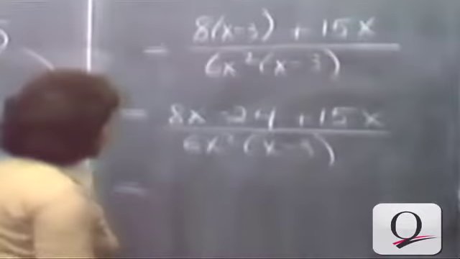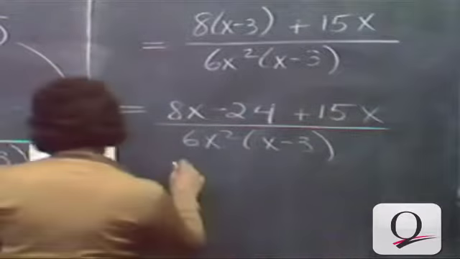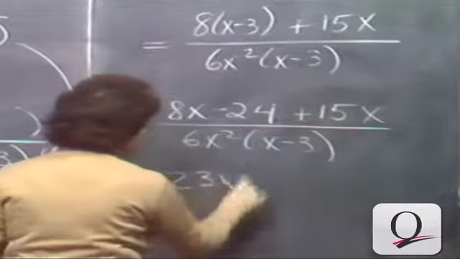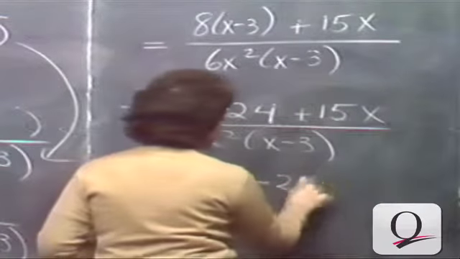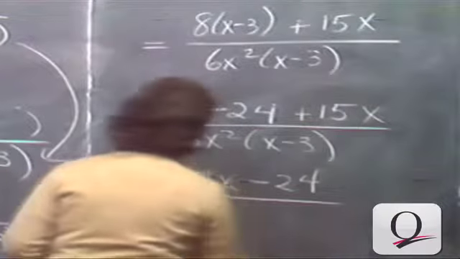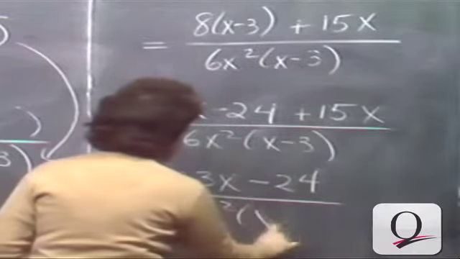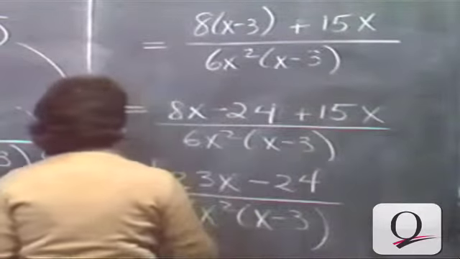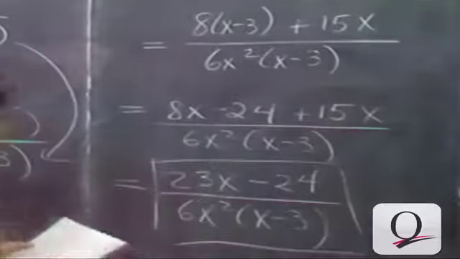Okay, 8x and 15x are like terms, so we can combine them. We get 23x minus 24 over 6x squared times x minus 3. And this is our final answer.